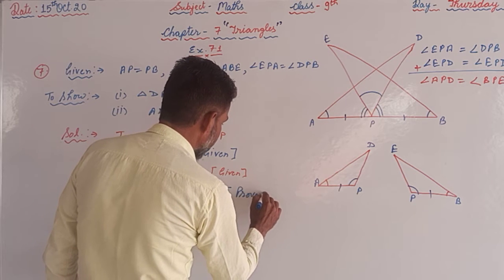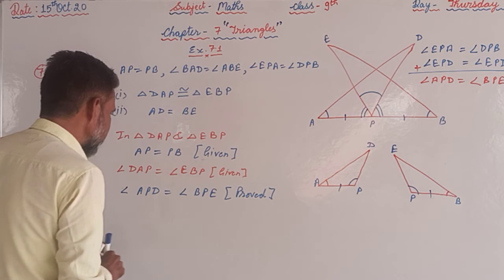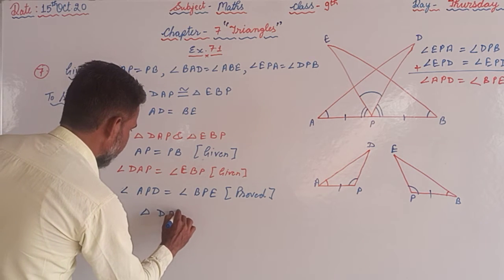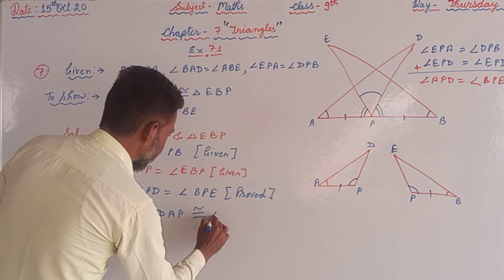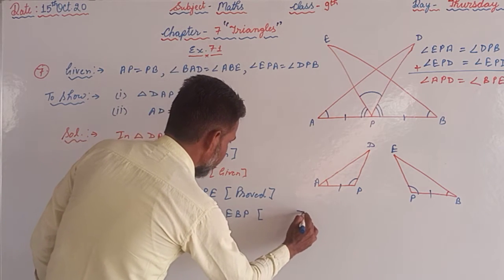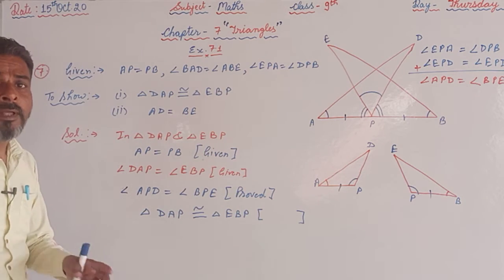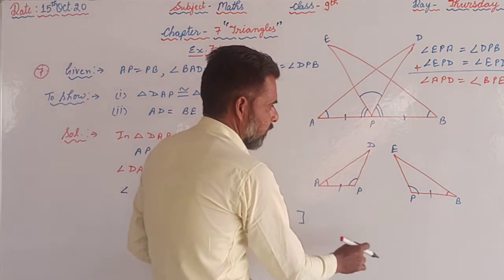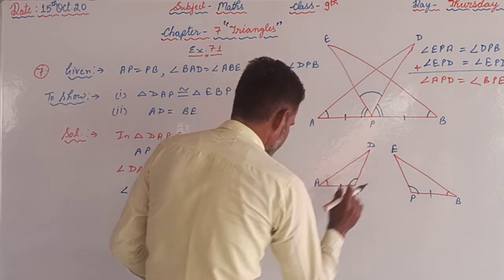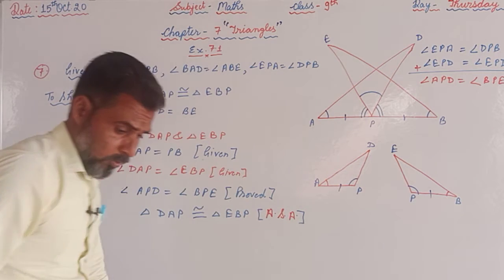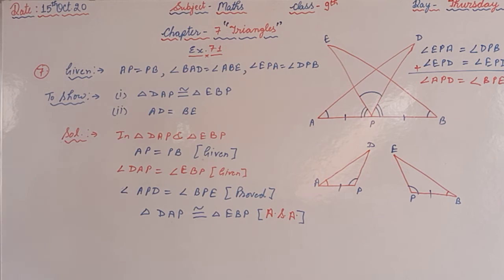Proved. Where proved? We have proved here only. Afterwards, triangle DAP is congruent to triangle EBP. By which criteria? We are supposed to mention here, and we can see angle side angle. So the criteria is angle side angle. Now the first part is already completed.